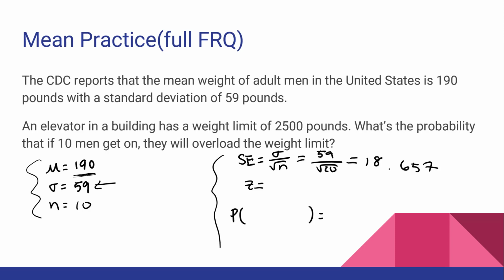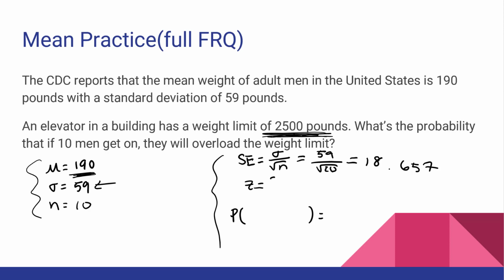Now that we have our standard error, what else do we need to get for our z-score? We will note that our mu is for an individual male, so our mu is 190 pounds. We are talking about when the weight on the elevator goes over 2,500 pounds. So the number that we put into our z-score is not 2,500 for our sample, but instead how this 2,500 gets spread out between these 10 men. So for simplicity, we will say that if each male weighs 250 pounds, then 10 of them getting on will hit the limit of 2,500 pounds.